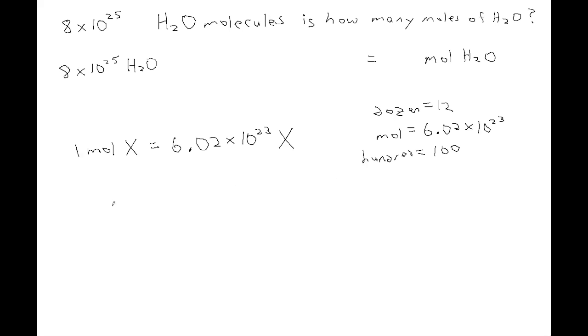Just like you could say 1 dozen eggs equals 12 eggs. And you can read that as 1 dozen eggs is 12 individual eggs. Or 1 dozen cats is 12 cats, but I would read that as 1 dozen cats is 12 individual cats, even though we don't need to write down the word individual. So that gives us this conversion ratio. So mole is just a number.